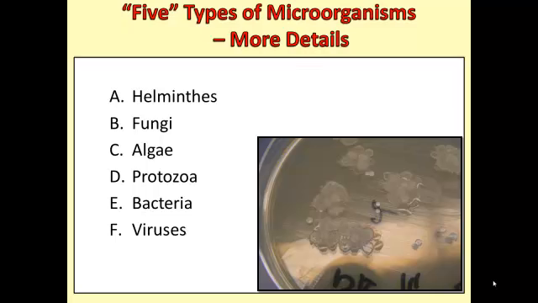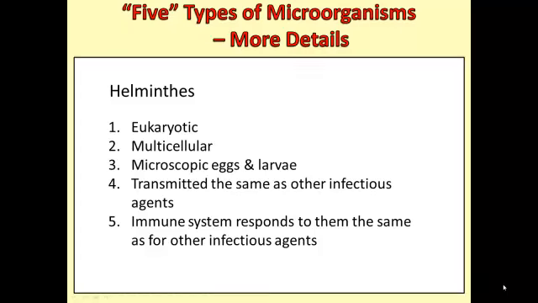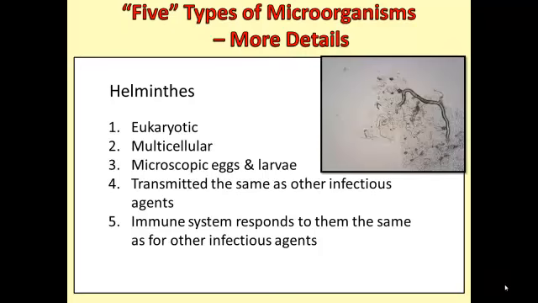I keep putting 5 in quotation marks because your textbook talks about helminths, fungi, protozoa, bacteria, and viruses, but I can't resist tossing algae in. So that's why there's really 6. So let's talk about the characteristics of helminths. They are eukaryotic. In other words, their cells have a nucleus. They are multicellular, like this example here of an adult vinegar eel. They have microscopic eggs and larvae.